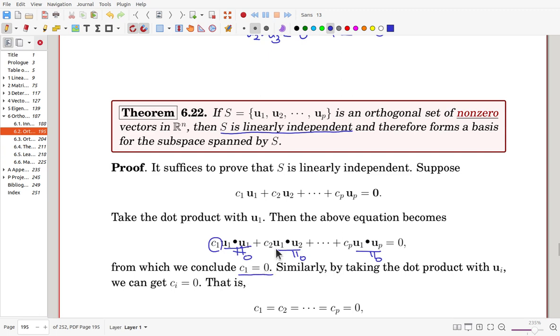Similarly, we can show C2 is 0 by taking the dot product with U2 and so on, so that we can prove all the coefficients are 0. So that means this set of non-zero orthogonal vectors is linearly independent.